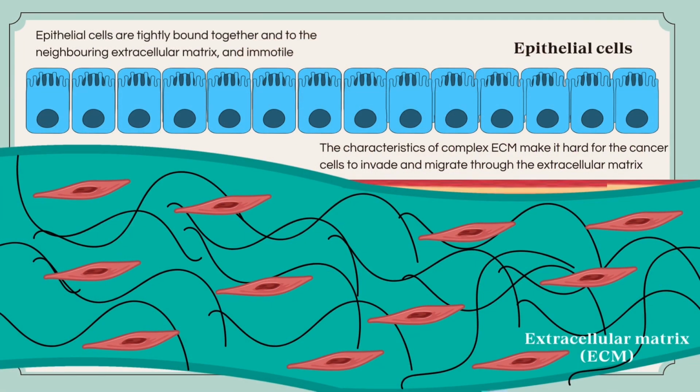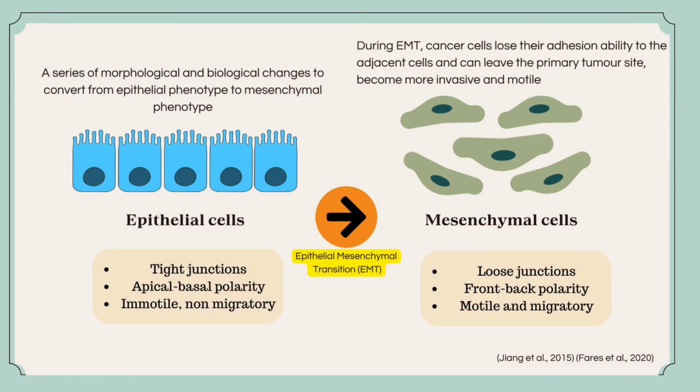The epithelial cells have the characteristics of being tightly bound to each other and to the neighboring extracellular matrix, and also non-motility. These make it hard for the cancer cells to invade and migrate through the extracellular matrix, which is already complex. So the epithelial cells will go through a series of morphological and biological changes to convert from epithelial phenotype to mesenchymal phenotype. This process is called epithelial-mesenchymal transition, EMT.